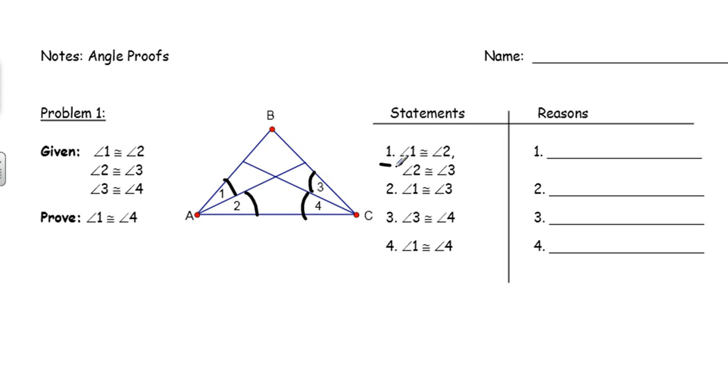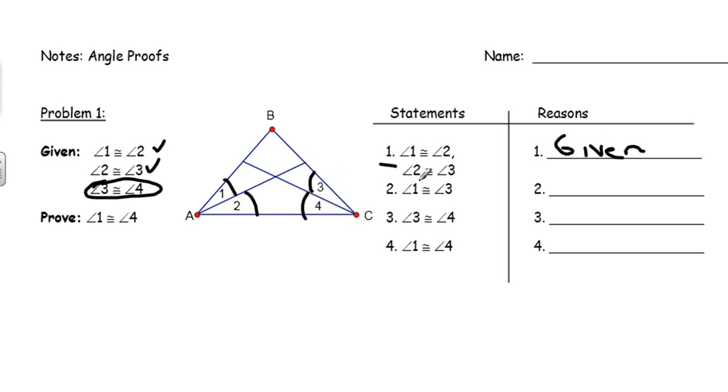Okay, I'm looking at statement number 1. It says that angle 1 is congruent to angle 2, and we have that in our given. Angle 2 is congruent to angle 3. That's in our given. And then it stops there. So we left out angle 3 is congruent to angle 4. That's okay, but just remember that we left that out because in the future it's probably going to show up back here somewhere in the proof. And the reason will still be given. So number 1 is given because those two things were given to us.